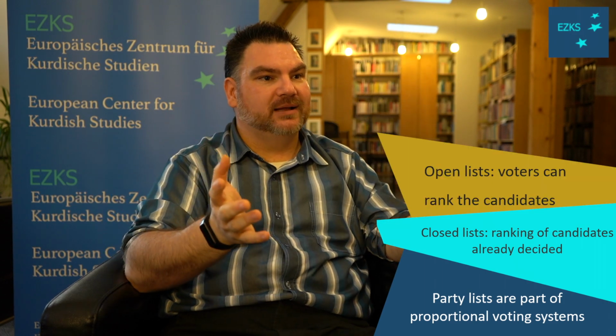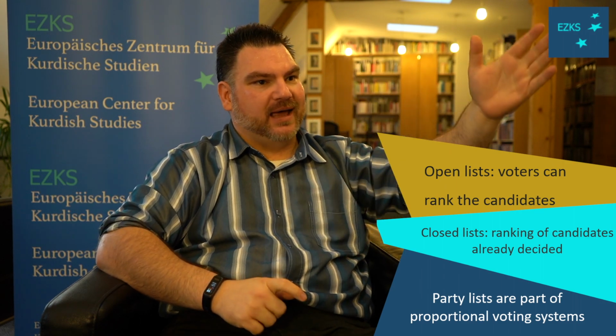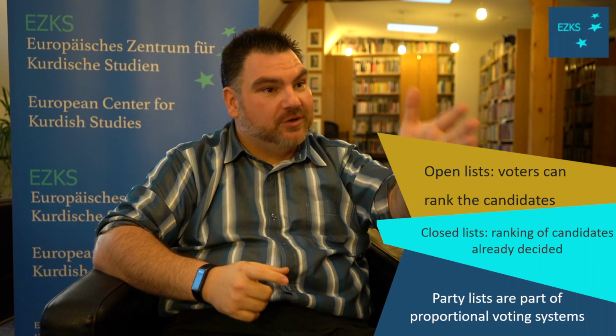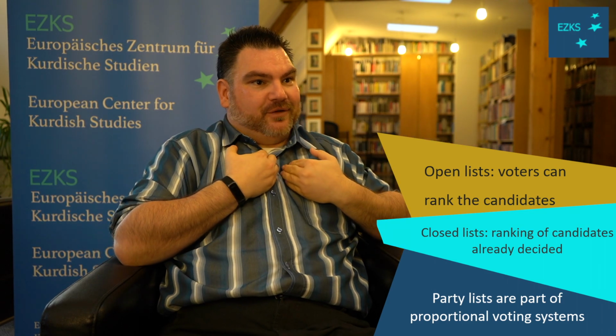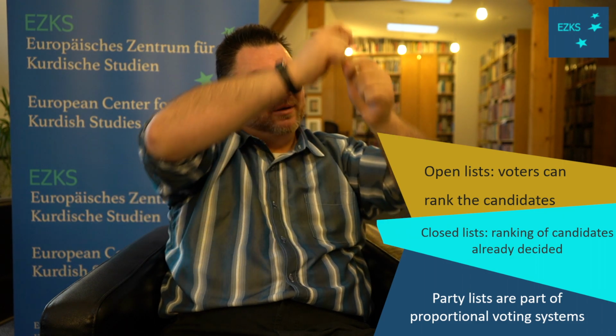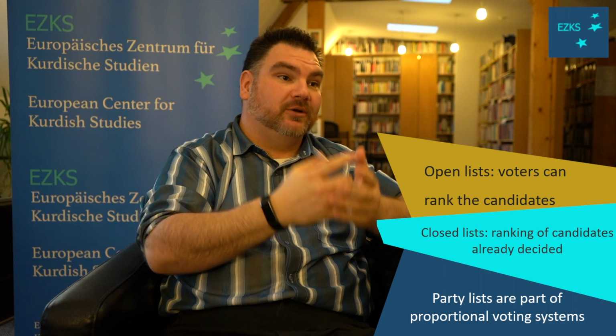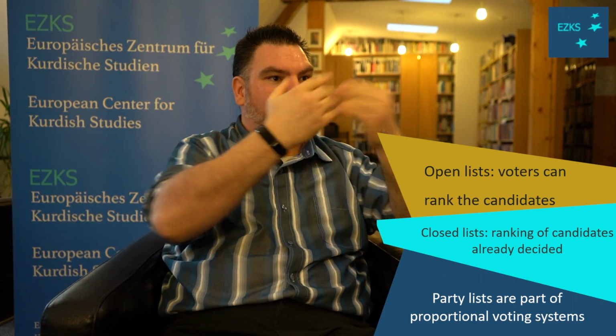In an open party list, you can rank the candidates. You can say, I want to vote for party X, but I don't want you to be number one. I want myself to be number one. So you vote for me and say, he's my number one, you're my number two. So in the end, if the party only gets one seat, I will get it rather than you.